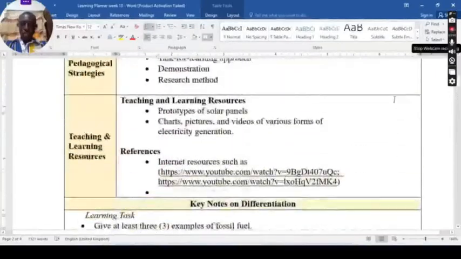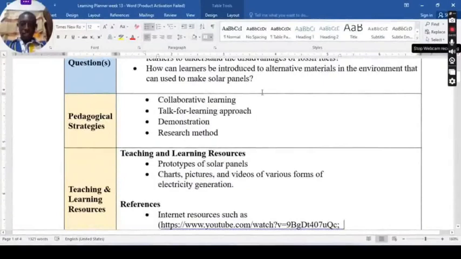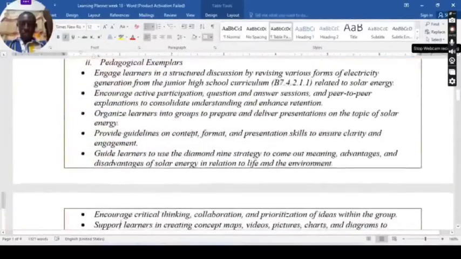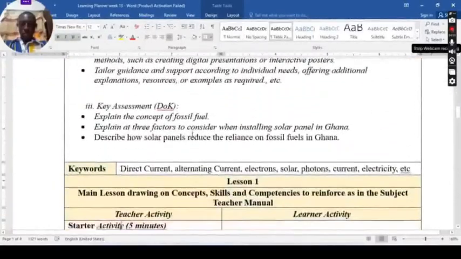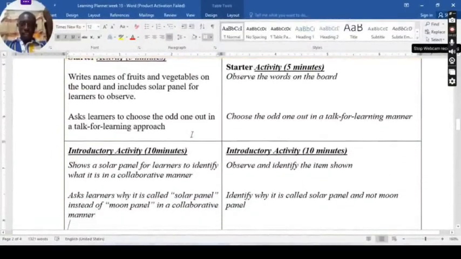So let's go back and see the top 4 learning. You see top 4 learning here. Alright. So I've used one. In the next activities I'll be using either collaborative demonstration or research method. Alright. So that is a starter, to conscientize and bring attention, get them ready to learn in class.